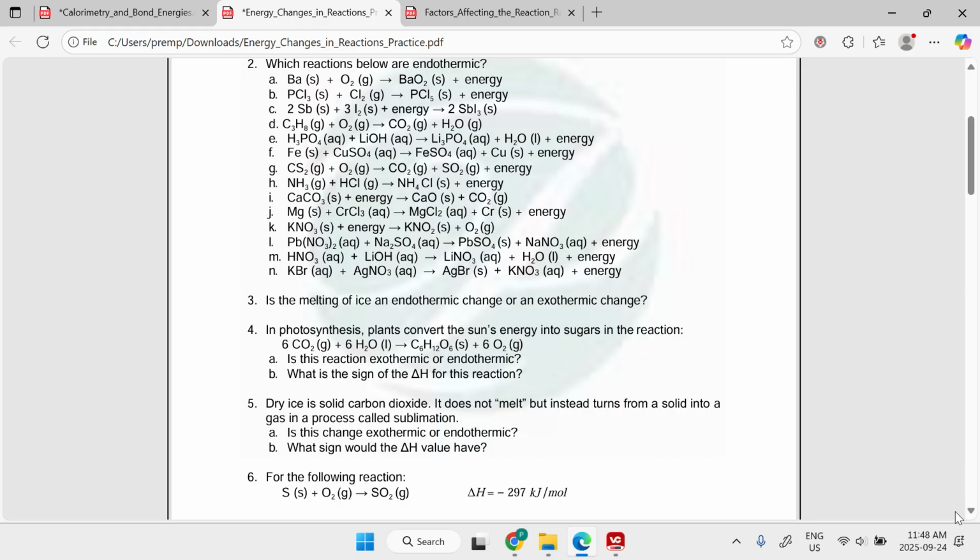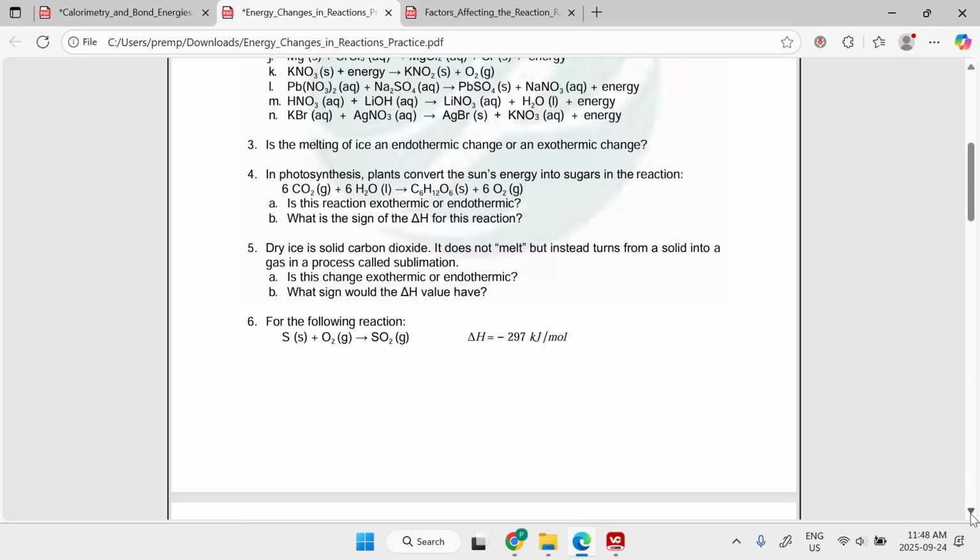See, it is written very clearly, but they can also write like this. The question can also be like this, which we use more often. Like for the following reaction, what kind of reaction is it? Delta H is 297 kilojoule per mole, with the negative sign, that means this is an exothermic reaction. And if I have to write it, it should be S plus O2 gives SO2 plus 297 kilojoule per mole. So you should be able to identify whether the reaction is exothermic or endothermic.